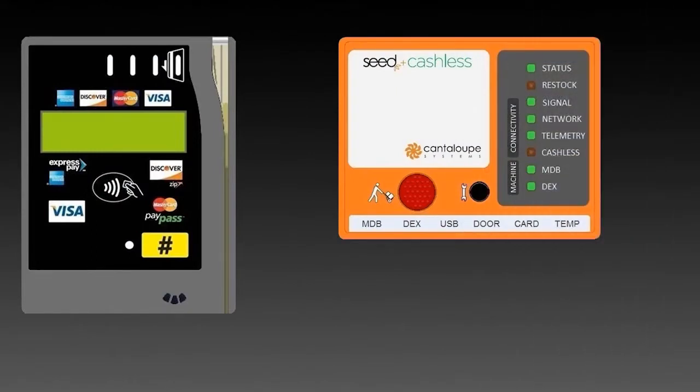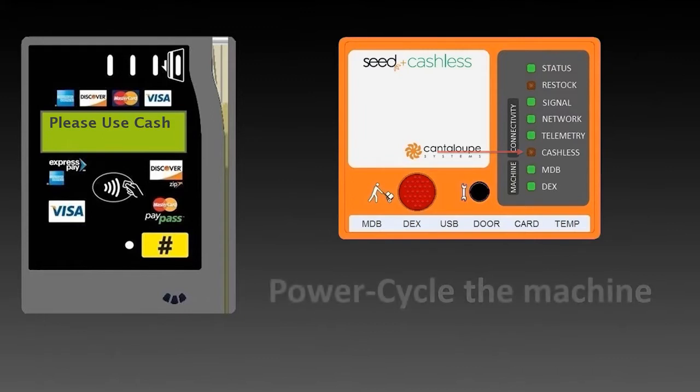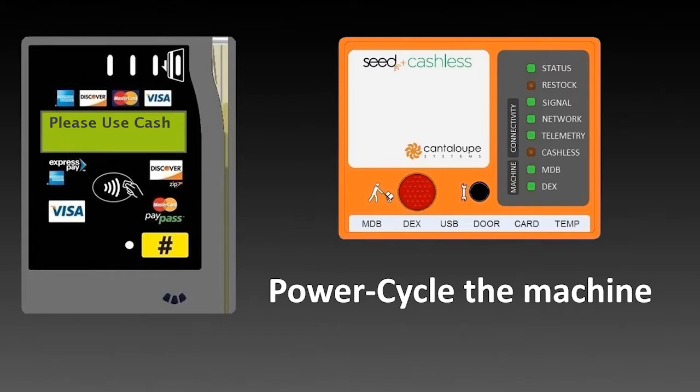Remember what you observed on the card reader display and the lights on the Greenlite device. If the card reader has lost connectivity, it will display "Please use cash," and the cashless light on the Greenlite device will be off. The quickest way to resolve this issue is to power cycle the machine. Shut down the power to the machine for about 5 seconds before turning it on again.